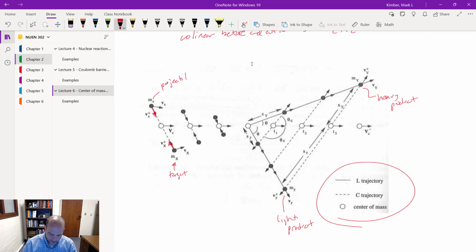And if I look at it at a different moment in time, then these two particles are closer together, and then finally they get even closer, and at a point I have some reaction, some interaction. And then this is what trajectories I would be observing in the lab. I have my heavy product going one way, I have my light product going another way.